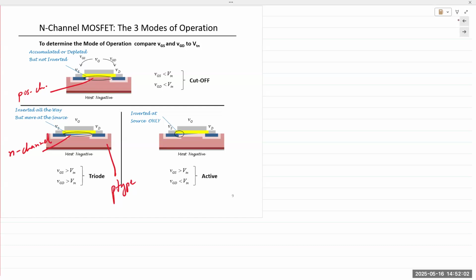It will conduct. Yep, absolutely. You have electrons in there. If one end is higher than the other, electrons are going to be attracted to the higher potential. So if the drain is connected to positive, electrons are going to flow from the source to the drain. If the source is connected to positive, the electrons are going to flow from the drain to the source.